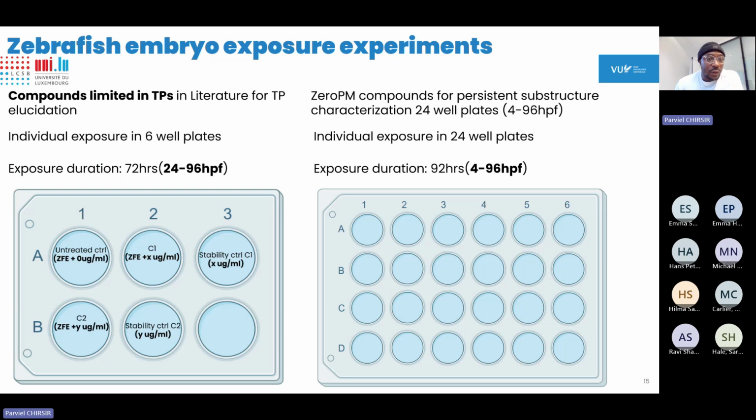The exposure experiments were performed in 2 parts. The first part was performed in LCSB by me, and the second part by Maxime. For the first part, I exposed the 5 data-poor compounds individually in 6 well plates to zebrafish embryos for a duration of 72 hours. I also had untreated controls where there were just the zebrafish embryos without the compounds. I, of course, had the case with the zebrafish embryos and the compounds. And then I had stability controls that only had the compounds without zebrafish embryos.